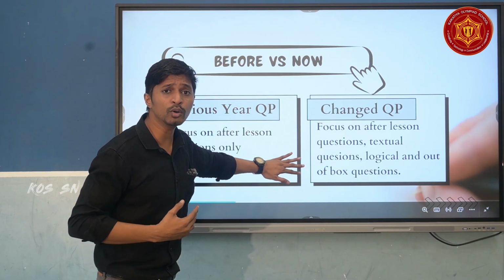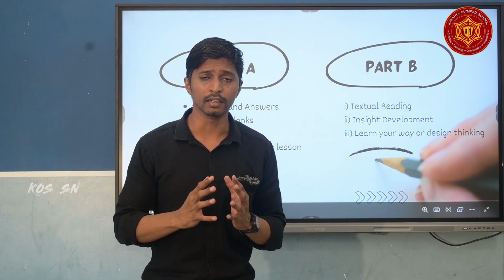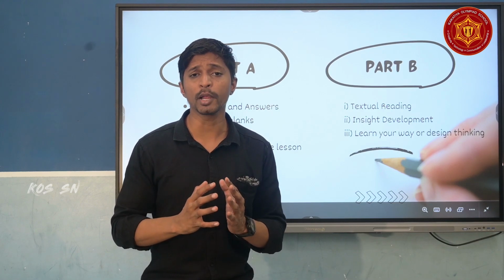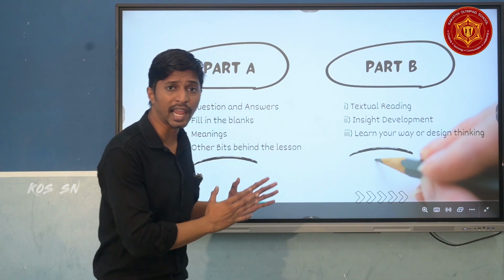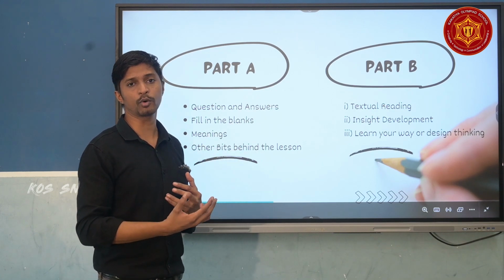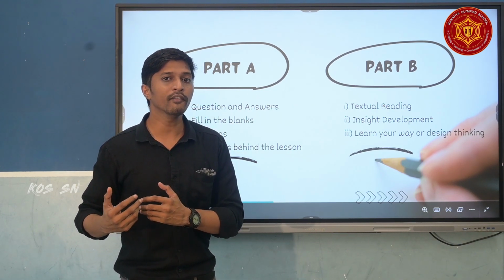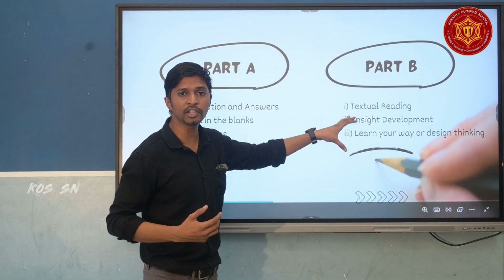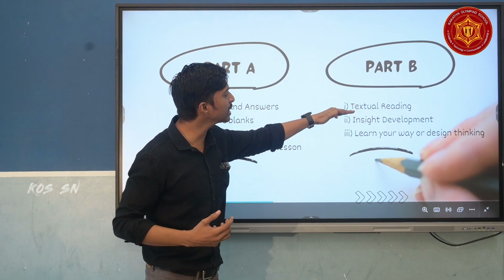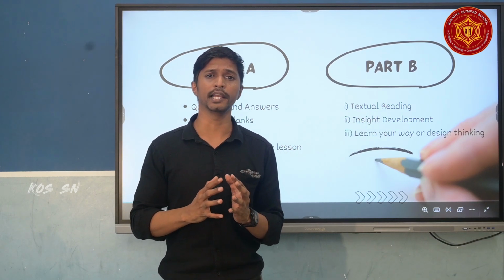Now let's get into detail about how the question paper is designed. In this year's and the coming year's question paper, there is part A and part B. Part A is after-lesson questions, generally question and answers, meanings and other bits. Part B is divided into three parts. The first one is textual reading. Let's understand what this textual reading is.